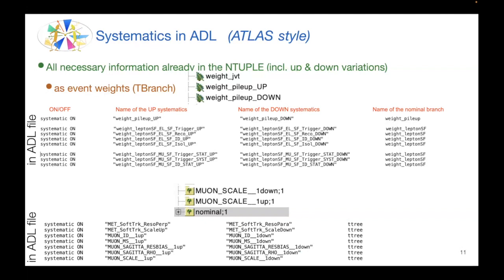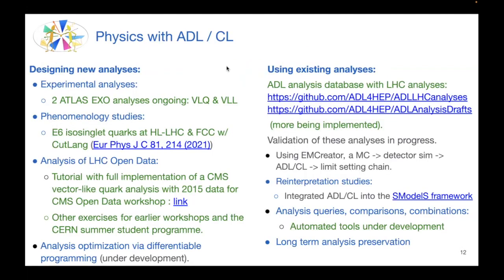It is being used in two different analyses in ATLAS that we have been doing within the exotics group, one for searching for vector-like quarks and the other one for vector-like leptons. We also published a couple of years ago a phenomenology study for the FCC and HL-LHC. We are also focusing on the analysis of the open data. I will cover this in other slides. There is some link. This is for designing new analyses.